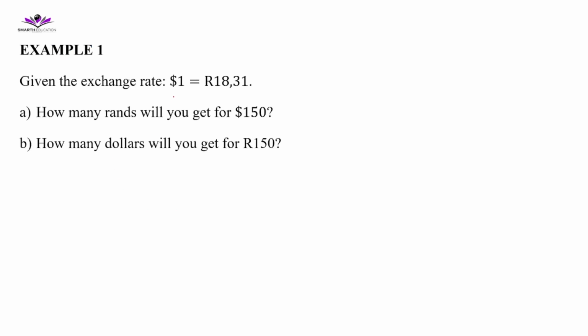Given the exchange rate that $1 is equal to 18 rands 31 cents, how many rands will you get for $150? So what you do, we have dollars and rands. So you write the side for dollars and then the side for rands like that. So we're given that $1 is 18 rands 31 cents. And then what do we want to convert? We want to convert dollars. So you write them under the dollars. Okay, so we write under dollars like this, 150, and then underneath the rands, we don't know the value of rands, so we put X here.